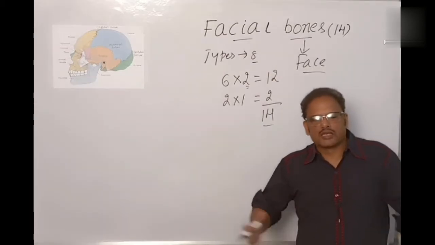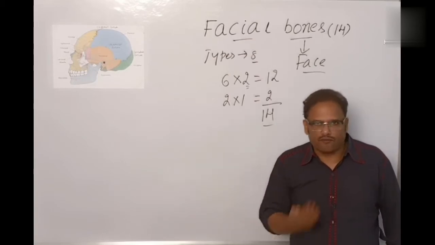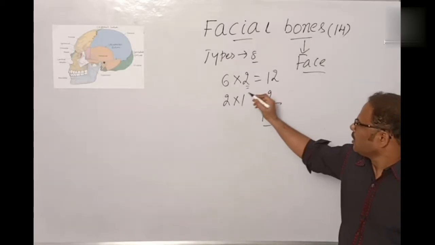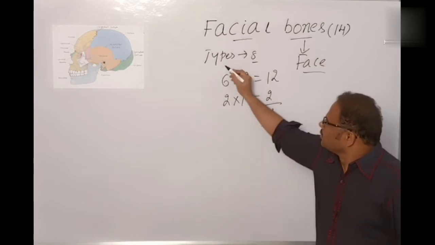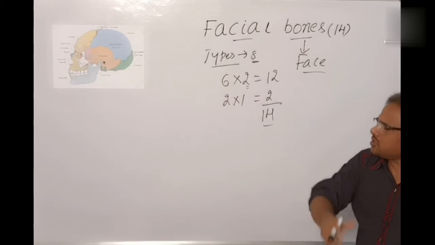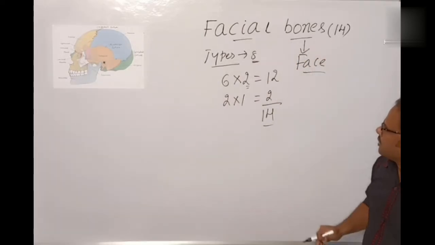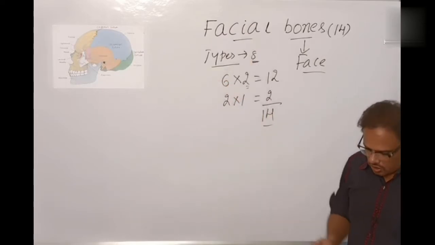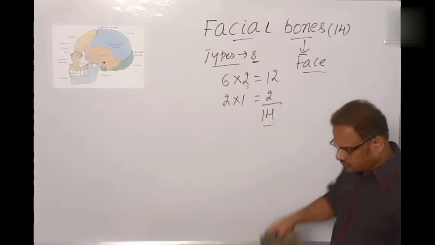What is the face? Face means the front part of the skull is called the face, which is very important in the personality, isn't it? So, how many types are there? 8. All of you type in the comment box below fast. And how many total are there? 14. Okay, students, what are these 8 types, and what is the role? Let's discuss now. 8 types of facial bones, which form the face.